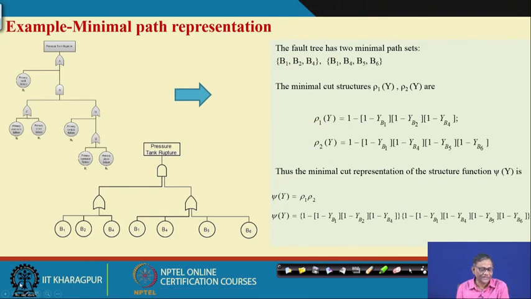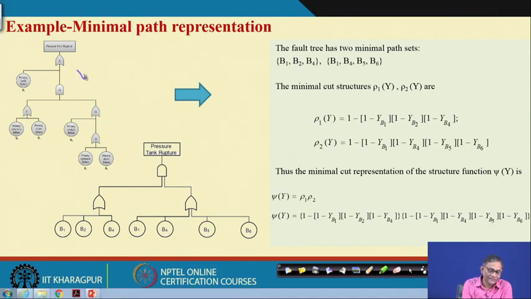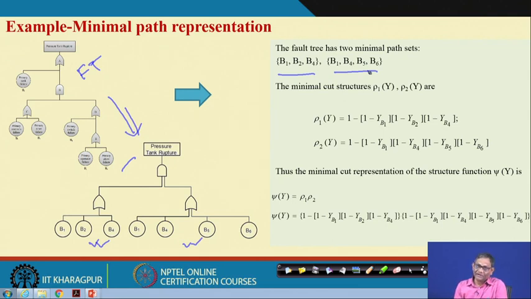You see, this is another one, pressure tank rupture, this is the original fault tree, this is our path representation. How many? Only 2 paths, but in cut sets you have seen there are so many cut sets. Here, path set, 2 paths. So, 2 structure functions for the 2 OR gates. Then the final structure function, which is the multiplication, and you are getting this equation.